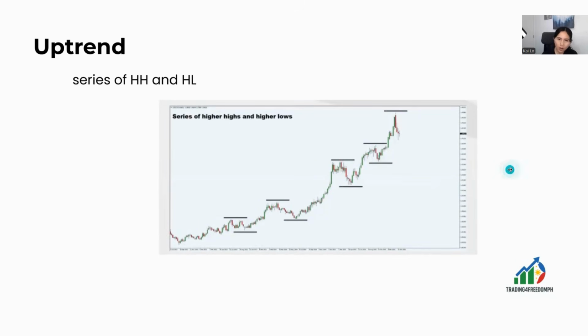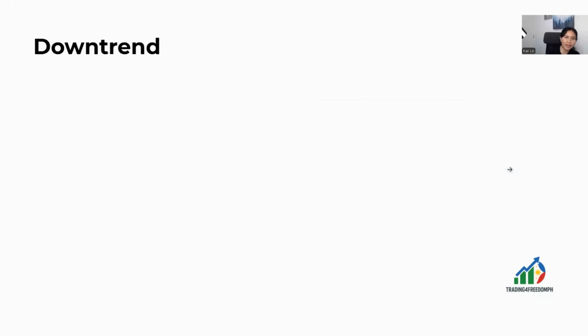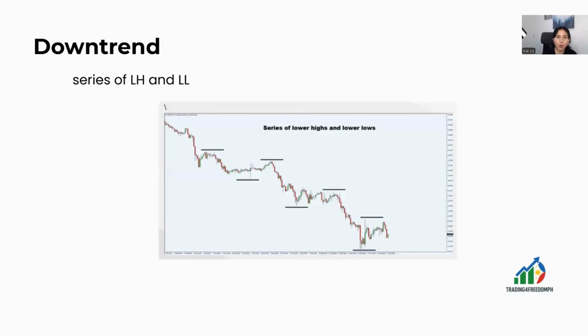Okay? The second market structure naman is downtrend. So kabaliktaran lang ng uptrend. This time naman, it's a series of lower high and lower low. Ito, this is, di ba? High, lower high, lower high. Low, lower low, lower low. So in this case, this is a downtrend.